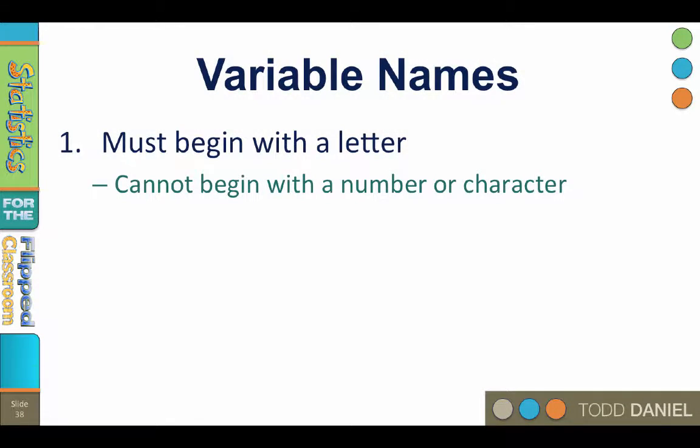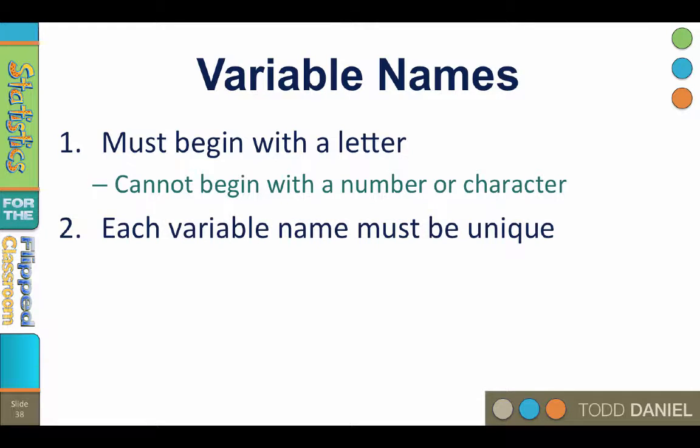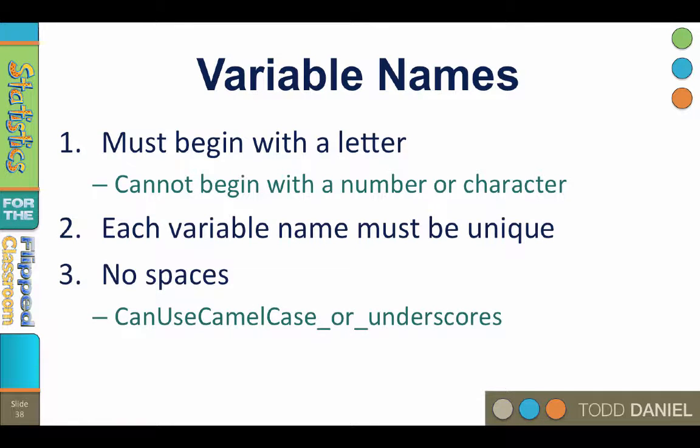Here is what you need to know about variable names in SPSS. 1. The variable name must begin with a letter. You can use numbers in the name, but you cannot begin with them. Now, there are some exceptions to this rule, but they are advanced techniques that require using syntax. 2. Each variable name must be unique. You cannot have 2 variables with the same name. 3. No spaces are allowed.